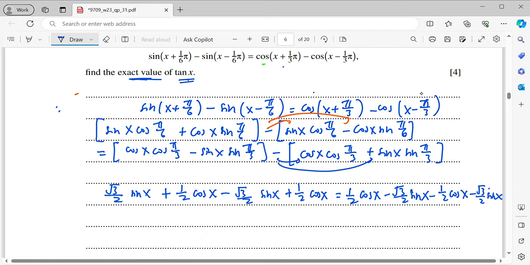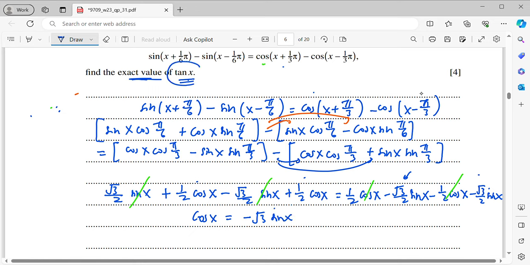Now when you simplify, the sine x on the left side will be cancelled off, and the cos x on the right side will be cancelled off. From here you will be getting half cos x plus half cos x, so I will be getting 1 cos x. Then for the right hand side, minus root 3 over 2 sine x minus root 3 over 2 sine x means that you multiply this by 2. So when you multiply by 2, it will be just negative root 3 sine x.